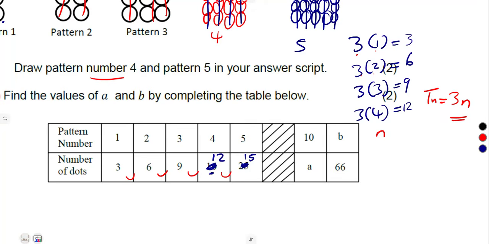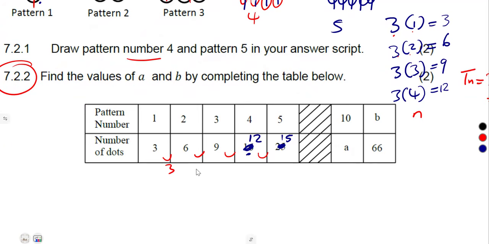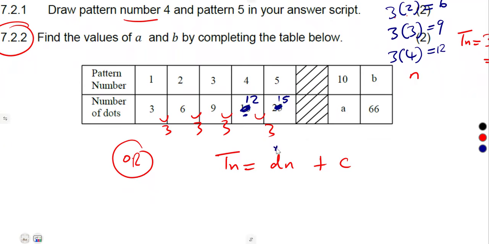Or we can go back, since we do understand that there is a difference of 3, 3, 3, 3. So it means we can write our Tn, remember we said we can use dn plus c from our introduction, where d is the constant difference that we are given, which in this case is 3. So Tn is equal to 3n plus c. To find c, we use any one of these corresponding terms. T1 is equal to 3, T2 is equal to 6, T3 is equal to 9. Remember, I talked about this.